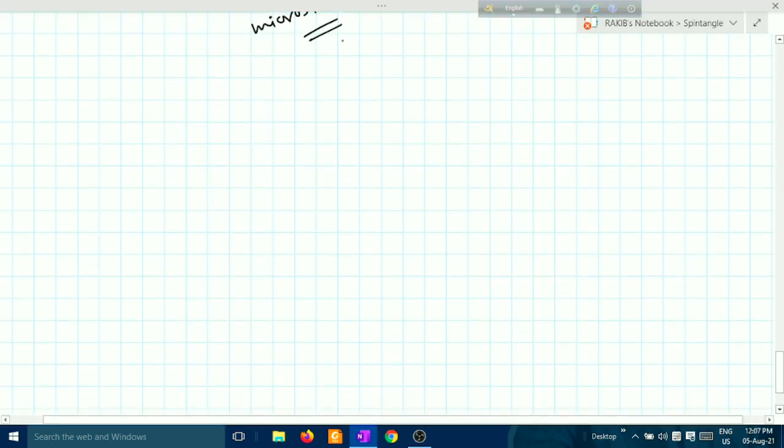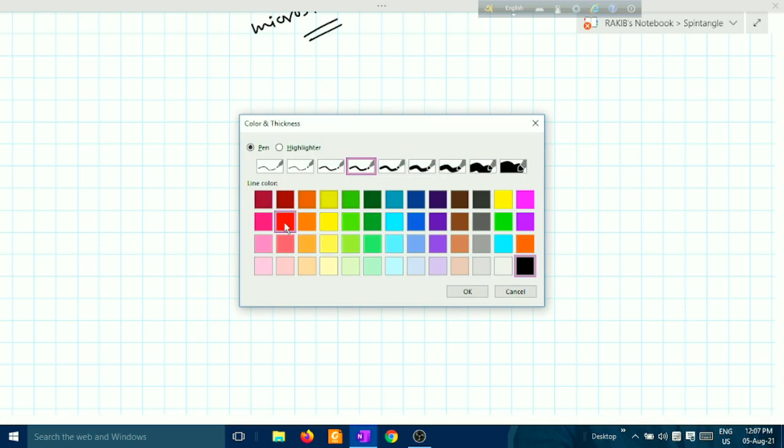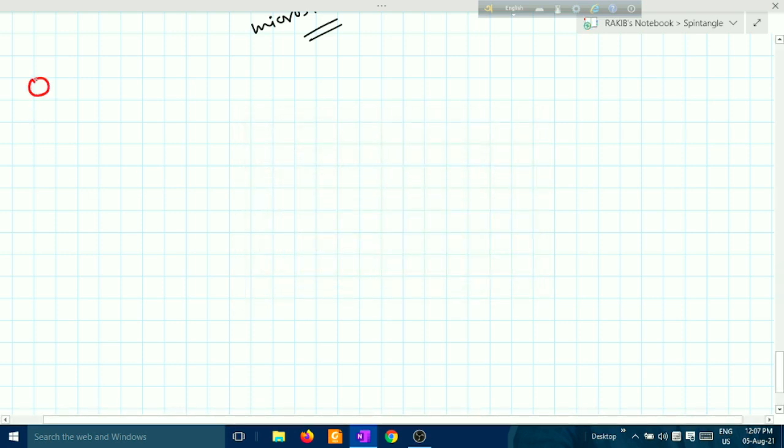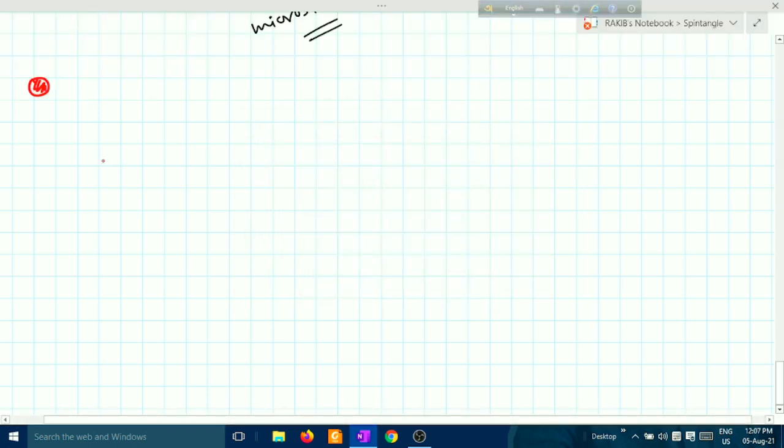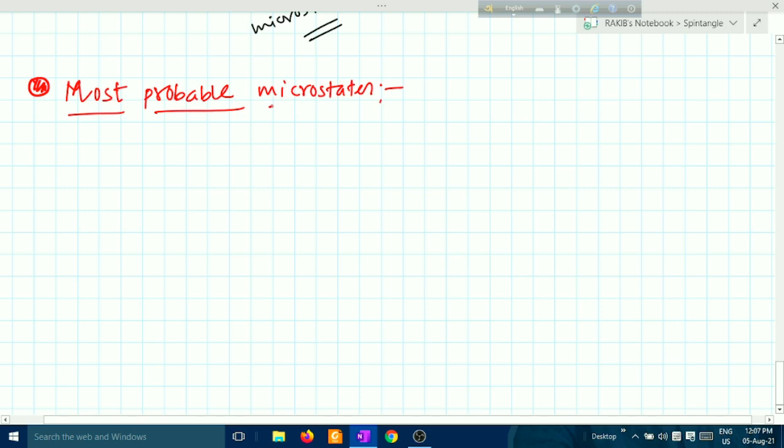Now let me go to the next topic. The next topic is most probable microstates. What are the most probable microstates? Let me make an example.